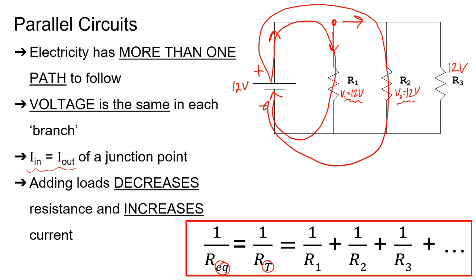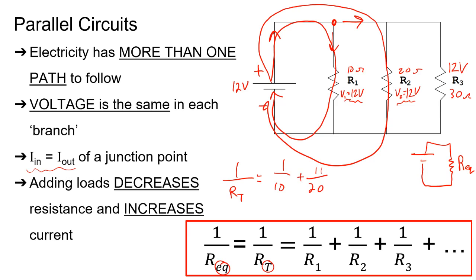So if I said your resistor values were, I don't know, 10, 20, and 30 ohms, how we would solve that is this. If we're looking for the total resistance of this thing, we're looking to take this circuit that looks like so, and we want to move it into a single equivalent resistance. So we'd have to go 1 over 10 plus 1 over 20 plus 1 over 30.